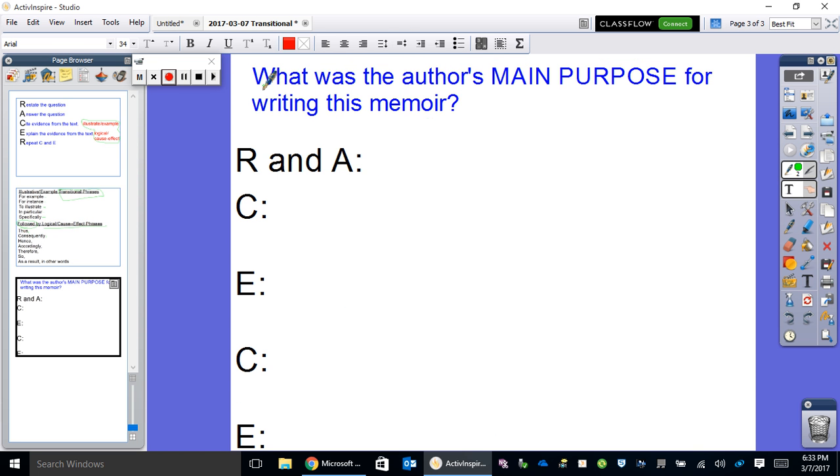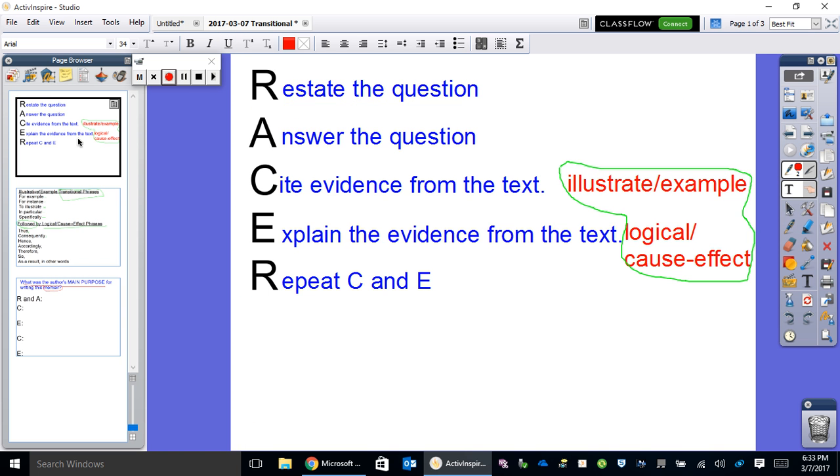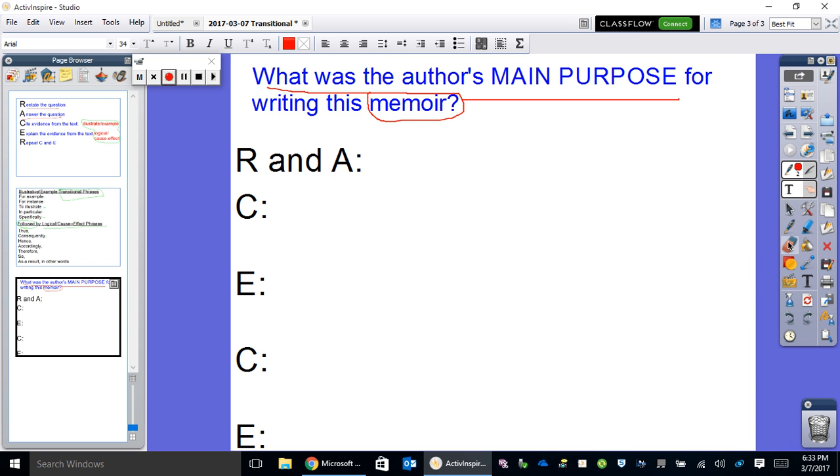This particular question refers to a memoir that the students read in class this week, The Way to Rainy Mountain, which was a memoir by Scott Momaday. So here's the question. What was the author's main purpose for writing this memoir? So following our little RACER, which is to restate and then answer the question, to actually answer this, we're going to go with the following.